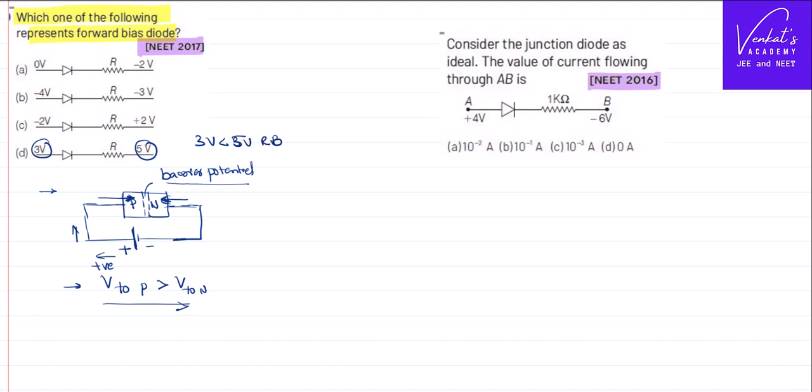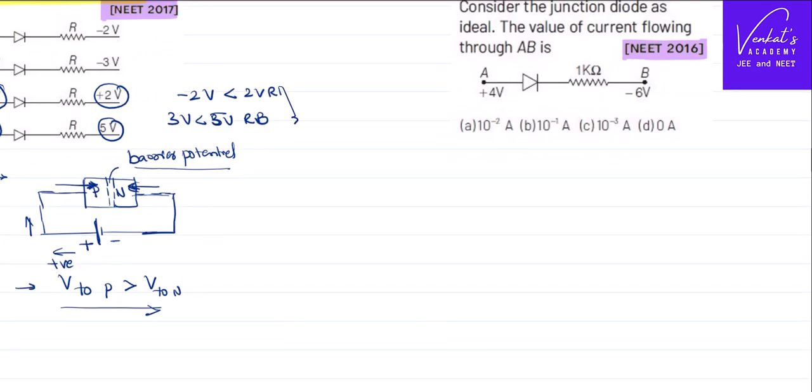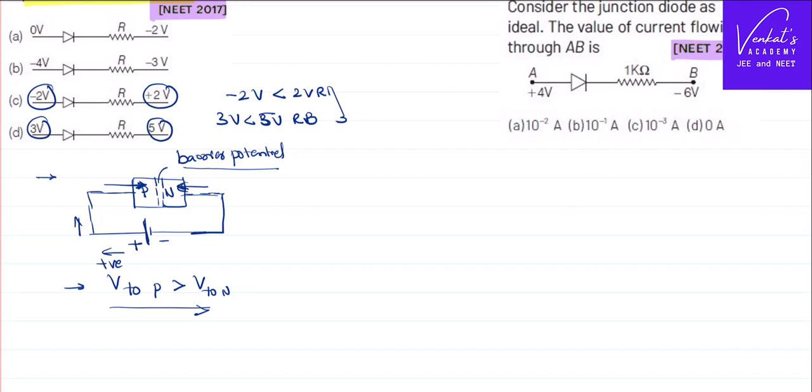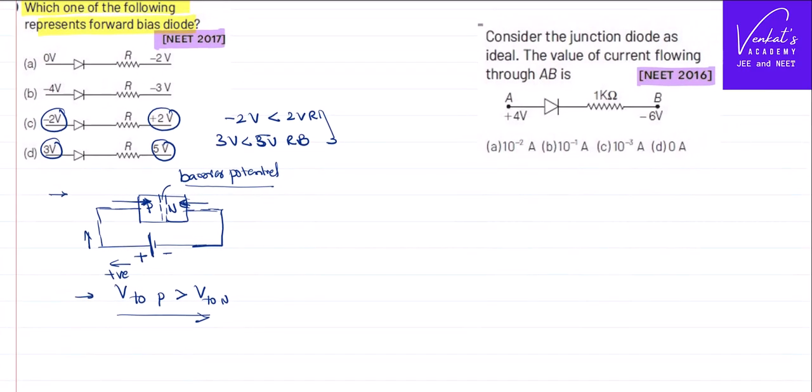Look at this: minus 2 volts and plus 2 volts. Minus 2 volts is less than plus 2 volts, so it is also reverse bias. Let's have a look at the next option: minus 4 volts and minus 3 volts. You know, minus 4 volts is less than minus 3 volts because it's a negative voltage, so it's a reverse bias.